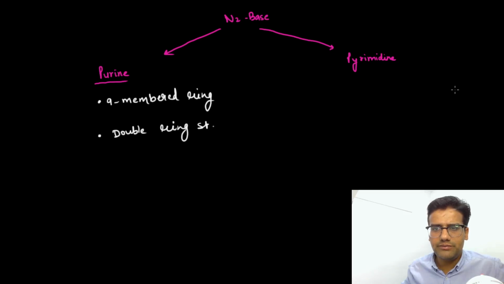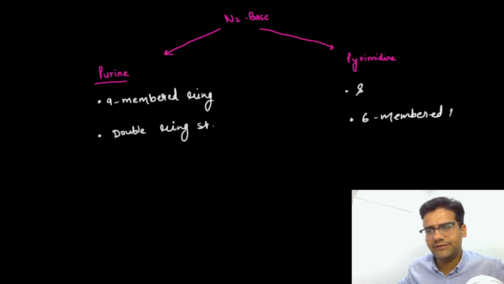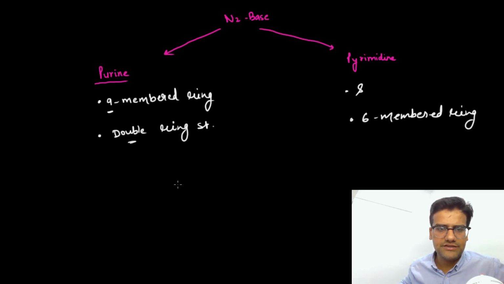If we talk about pyrimidine, pyrimidine is a single ring structure, and it is basically a 6-membered ring. Purine is a 9-membered ring, and it is a double ring structure. Pyrimidine is a single ring structure.